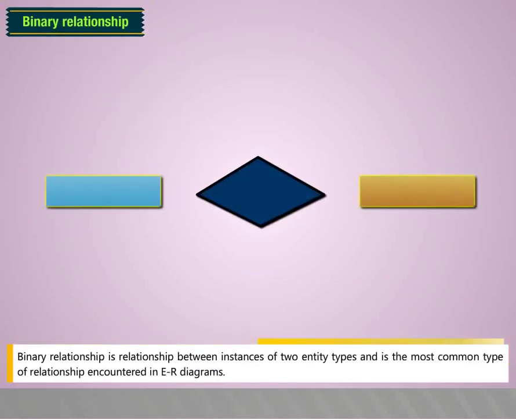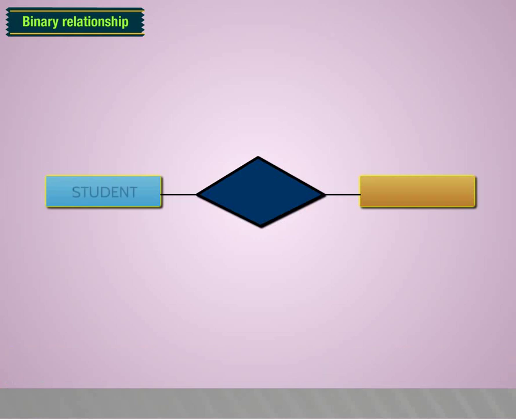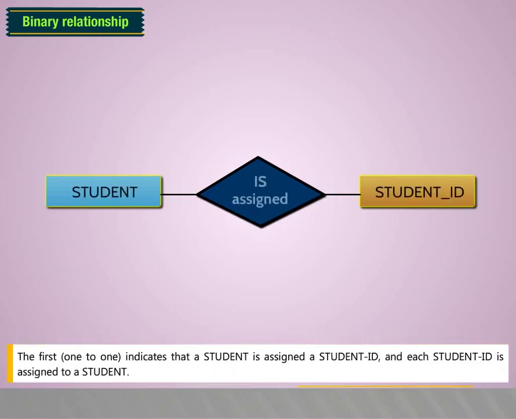Binary relationship. A binary relationship is a relationship between instances of two entity types and is the most common type of relationship encountered in ER diagrams. The first, that is one-to-one, indicates that a student is assigned a student ID and each student ID is assigned to a student.